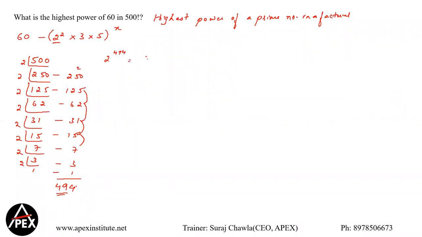But I do not want a power of 2, I want a power of 2 square. So the power of 2 square is going to be how much, guys? It is going to be 247. This is the maximum power of 2 square. We'll write all the powers here and then we'll see what is the maximum that I can get.